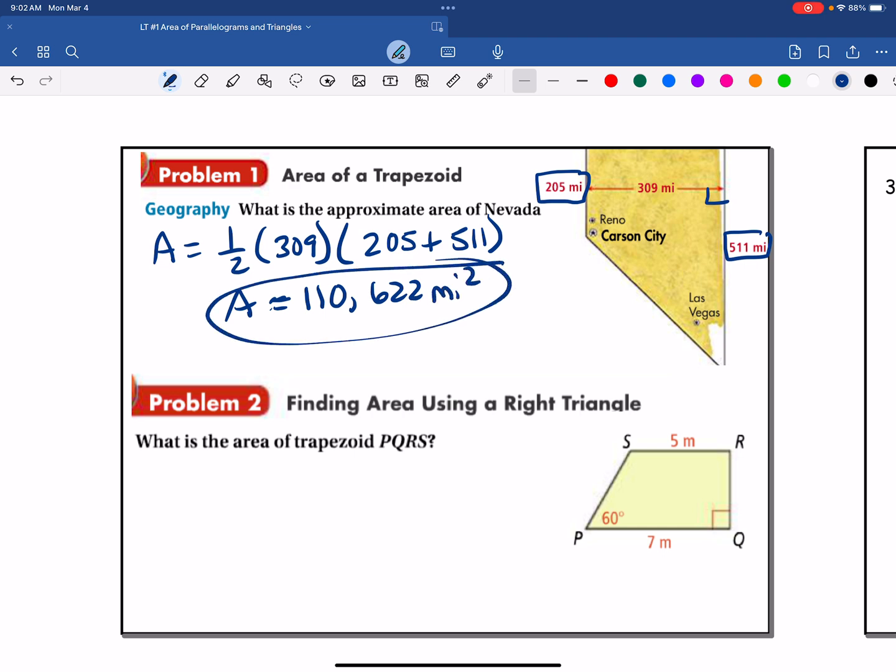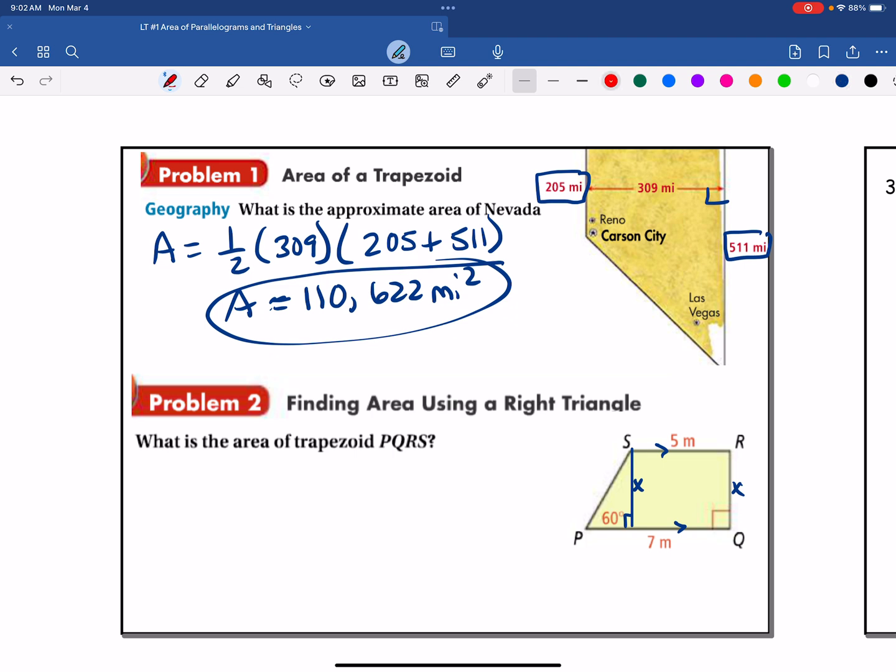Down here, it's a little different. We do have a trapezoid, except we don't know the height. And because we don't know the height, we got to find it. And the only other thing that we've got is this 60-degree angle. So if I scooch the height over here, then what I have is a right triangle with a 60-degree angle.